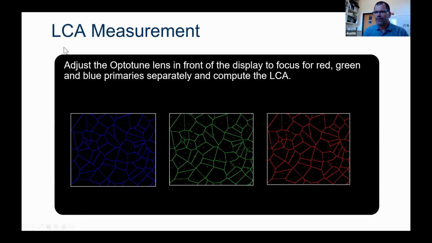So now let me talk about experimental procedures that we use to measure the various properties of chromatic aberration. First of all, if we want to measure longitudinal chromatic aberration, we use the classic method. Just simply adjust the opto-tune lens in front of the display to achieve best focus for red, green, and blue primaries of the display independently. They're very narrow primaries, so we can compute the difference in refraction between them to compute the LCA.